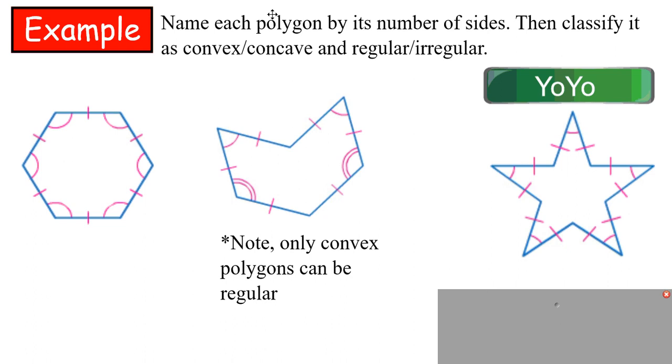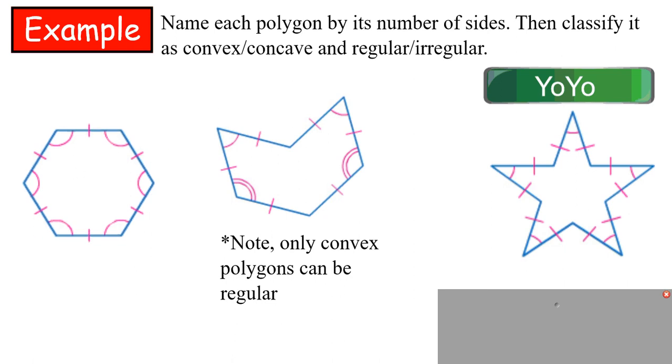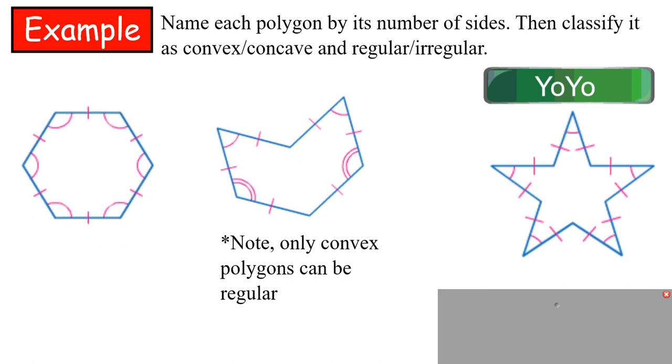So we're going to practice it. We're going to name each of the polygons by how many sides it has, and then classify it as either convex or concave, or regular or irregular. So let's start by naming it by how many sides. This has 1, 2, 3, 4, 5, 6. So this is a hexagon. I would like to be able to write, not grab. There we go. This is a hexagon.